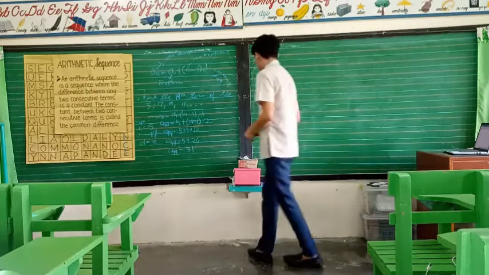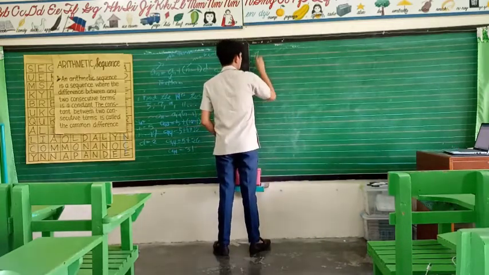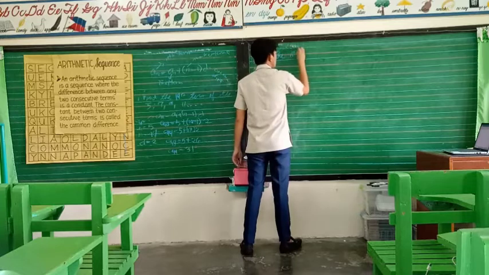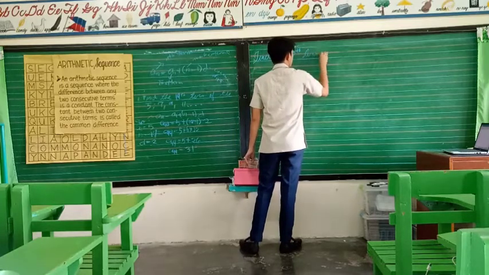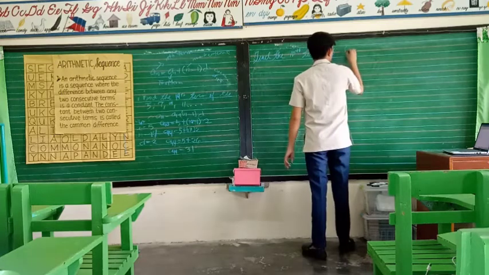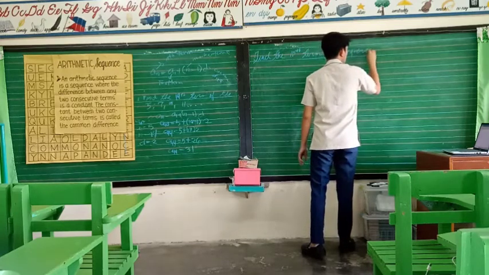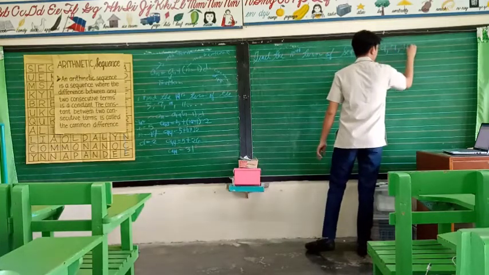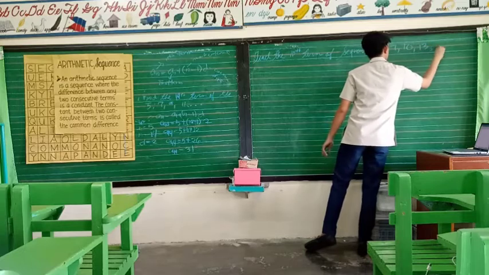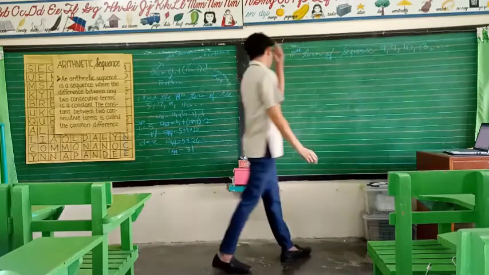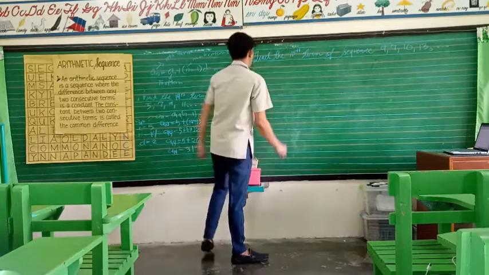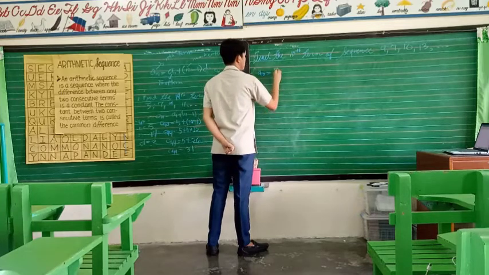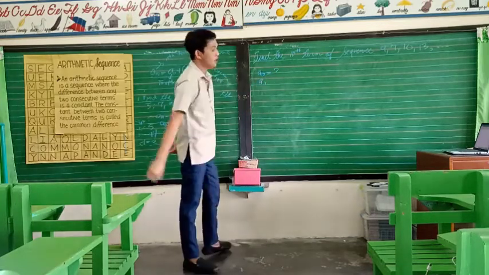So find the 10th term of the sequence 4, 7, 10, 13, and so on. As you can see also, we are looking for the nth term. So our a sub n now becomes a sub 10, and that is missing. Our a sub 1 here is 4.